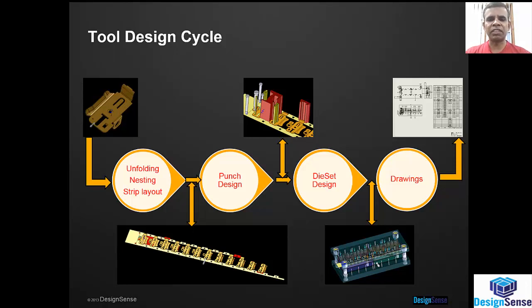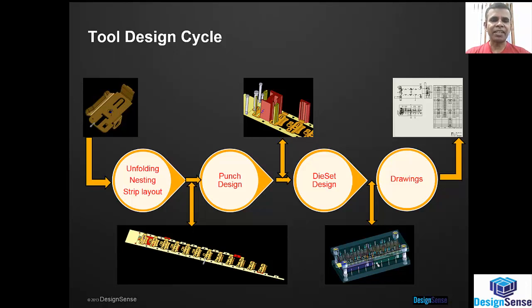The die set is one of the critical components in the entire operation, because it holds all the pieces together, the punches, the die, the strip, everything, and handles huge amounts of forces. From the die set, finally the drawings are generated, and a bill of material, which gives information about what part, what material, what needs to be procured from outside, and so on.